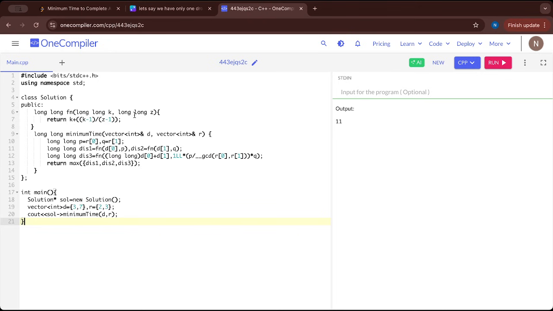Let's check the code. So this is the function. What will the function return? The function will return the time for deliveries. So K is without the recharge, and this is the number of recharges. Now these are R0, R1, and now find the distance for only drone 1, only drone 2, and then find the answer for drone 3 combinedly, where the total deliveries are D1 plus D2, and then this is the LCM, which is the product divided by GCD, and then the answer is simply the maximum of all these 3.